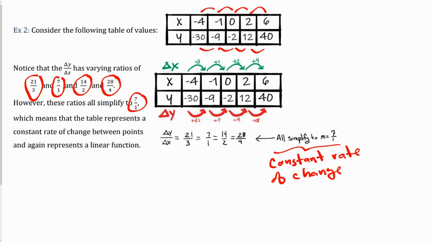And since we have a constant rate of change, we can say, therefore, this data represents a linear function.